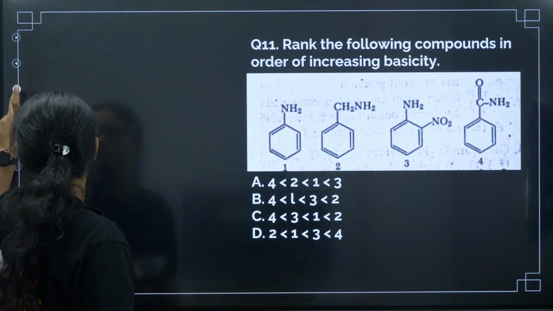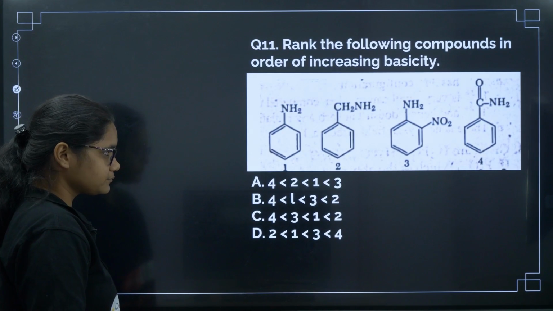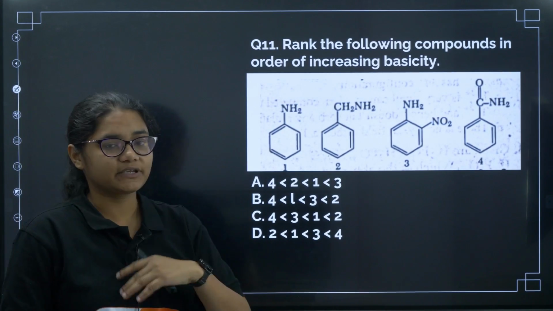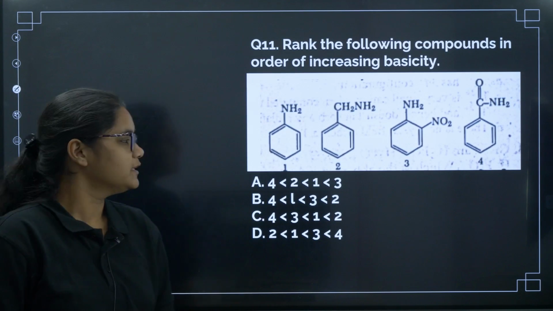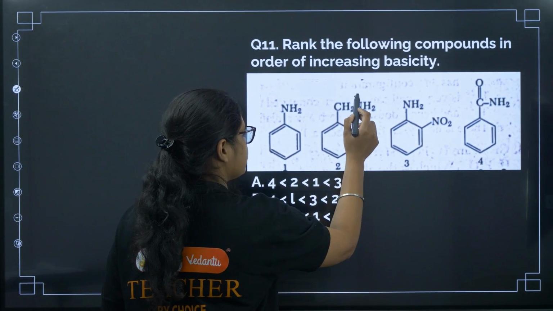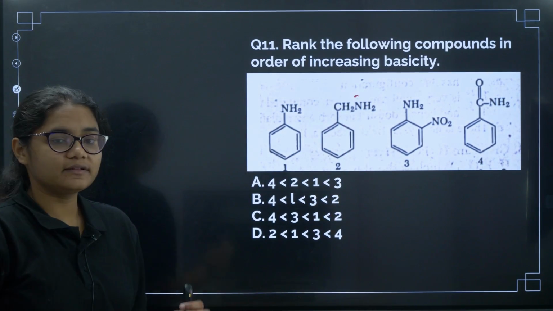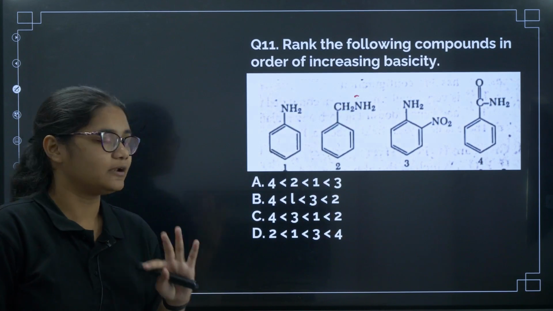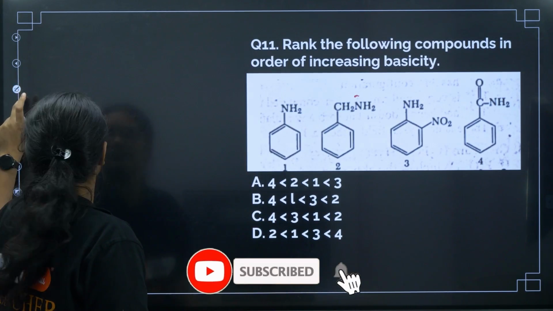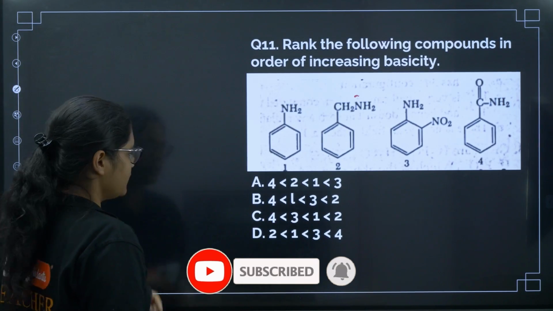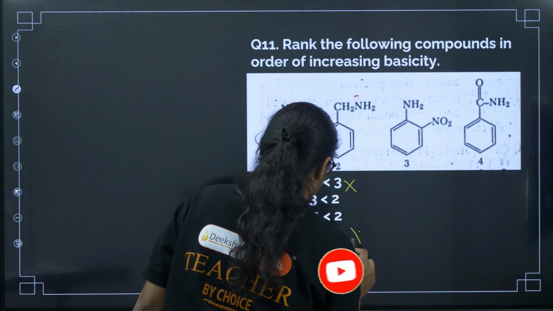Okay, so now if you see for basicity, first of all, the one which can donate easily, whose lone pair is not involved in any kind of resonance. So if you see this one, CH2NH2, the lone pair present on this one is not involved in any kind of resonance. So that will have the highest basicity. So where 2 is there at the end, we can take those options only. Let us eliminate this one and this one.